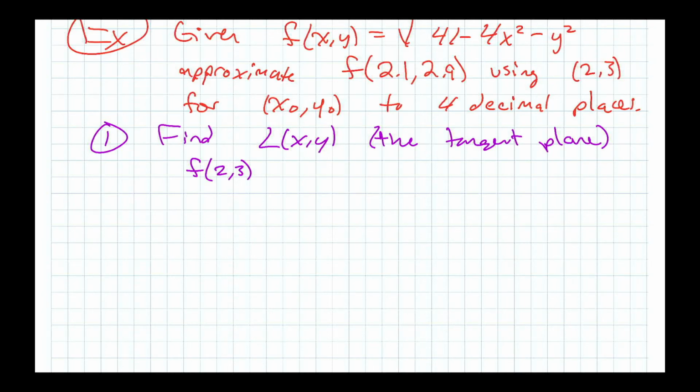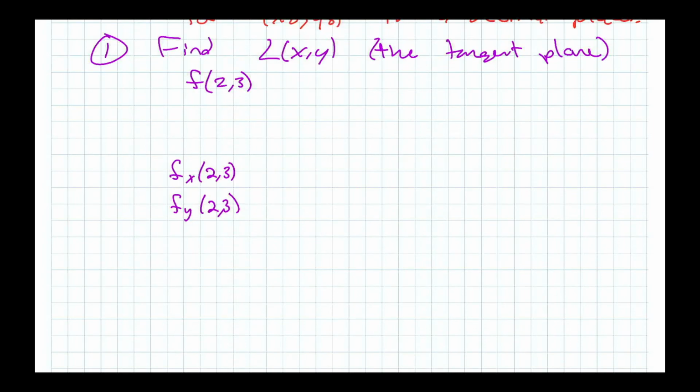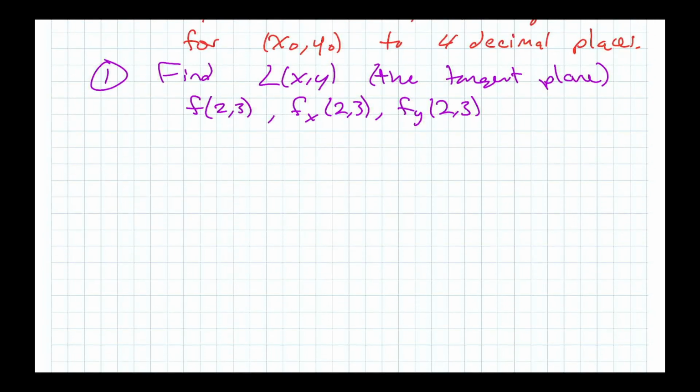Okay, so we need f of 2, 3. We're going to need fx of 2, 3, and we're going to need fy of 2, 3 in order to find the L of xy. So let's just kind of move these out of the way. Actually, we can just probably delete them. No, you know what? Let's leave them. I want them somewhere, but I don't want them taking up so much space. Okay, so let's do this. We need these.